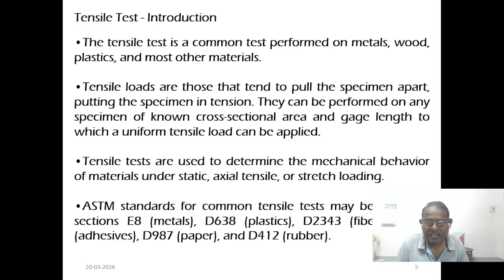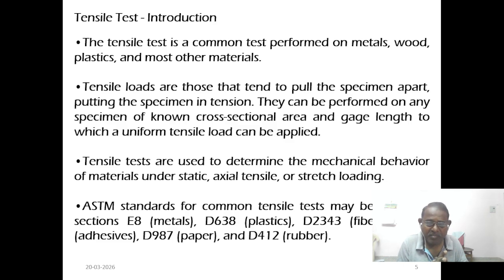Tensile test is a common type of materials test, normally done for metals, wood, plastics, and most other materials. Tensile tests are those that tend to pull the specimen apart, putting the specimen in tension. It can be performed on any specimen of known cross-sectional area and known gauge length to which a uniform tensile load can be applied.